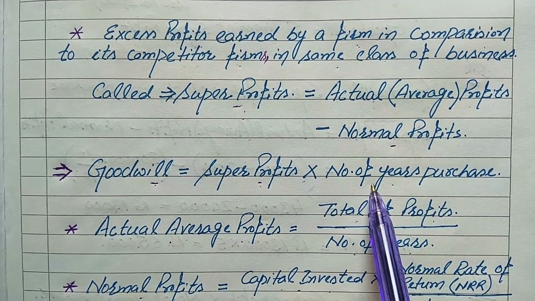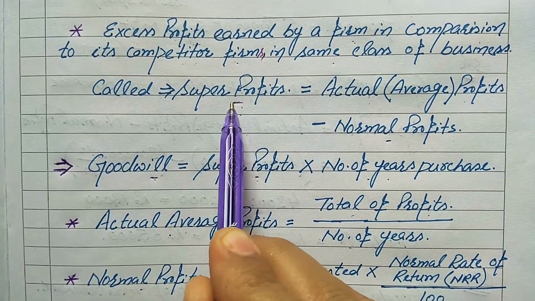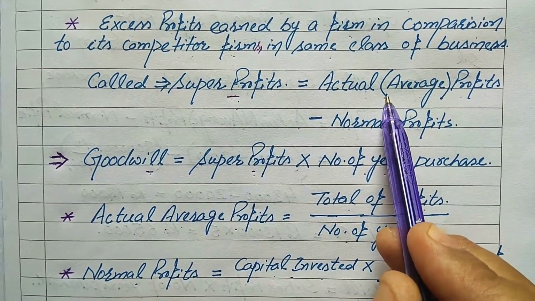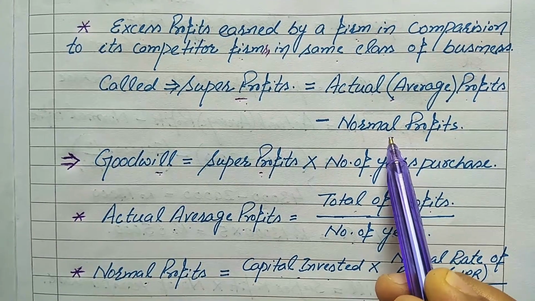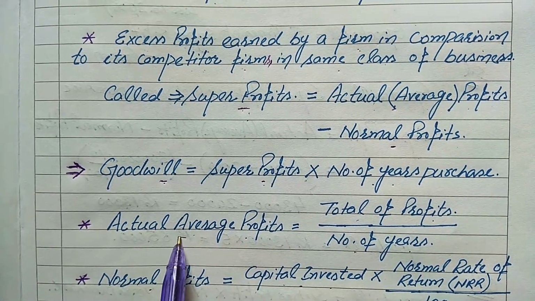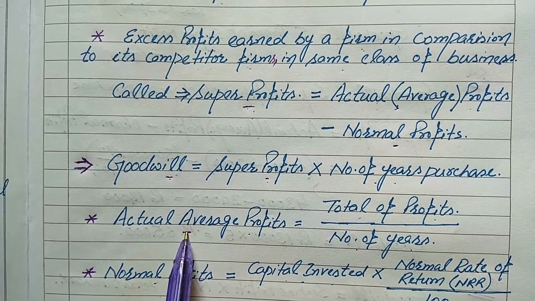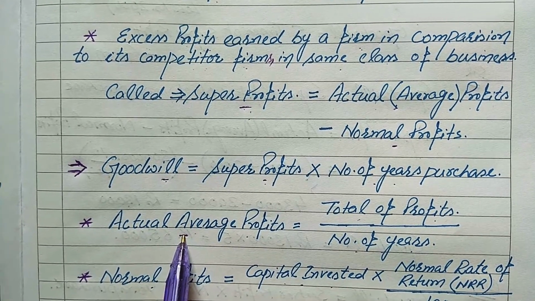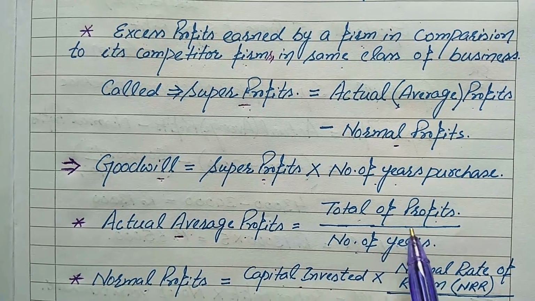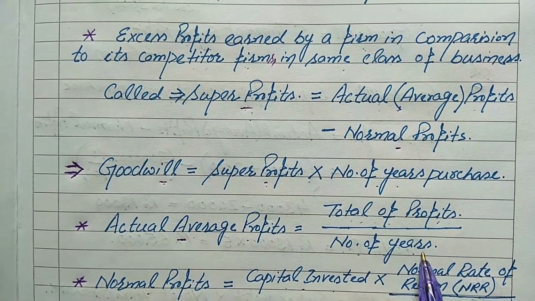In this method, to find out the value of goodwill, we require super profits. The formula for the calculation of super profit is actual average profit minus normal profit. We will find out actual average profit in the same manner as it is calculated in the simple average profit method or the weighted average profit method, by using the formula total of profits divided by number of years.